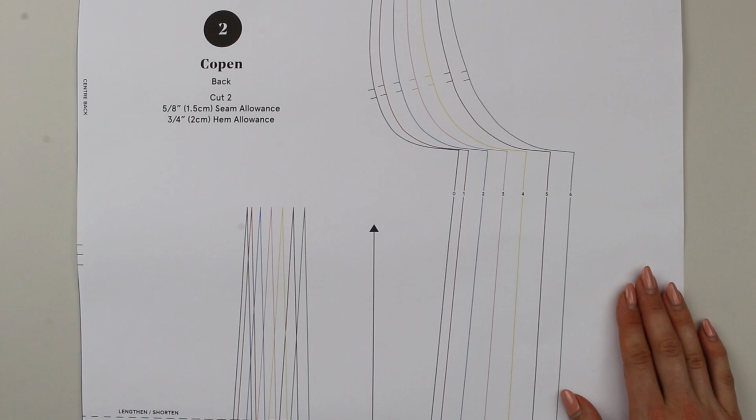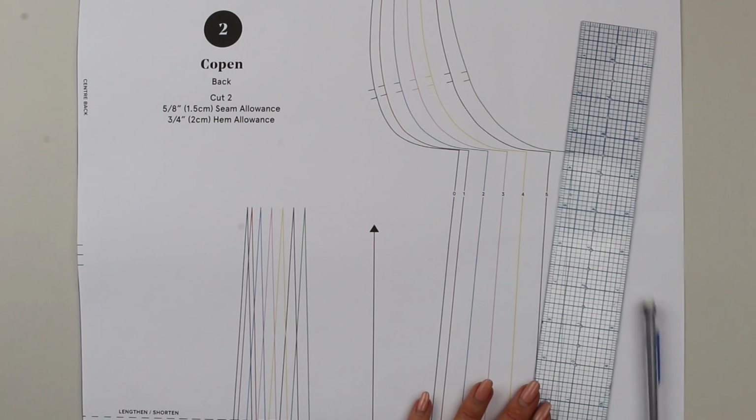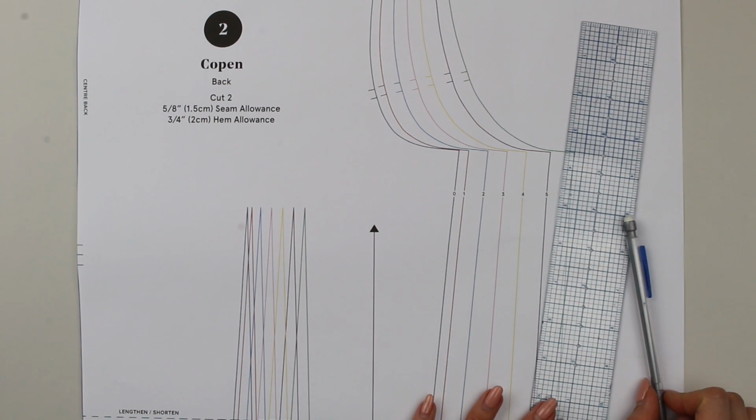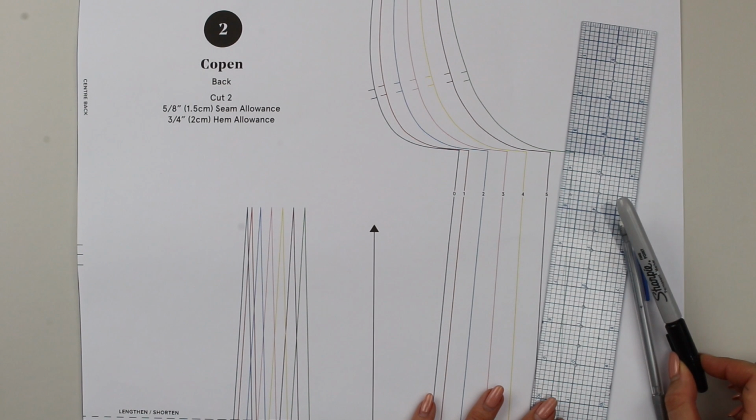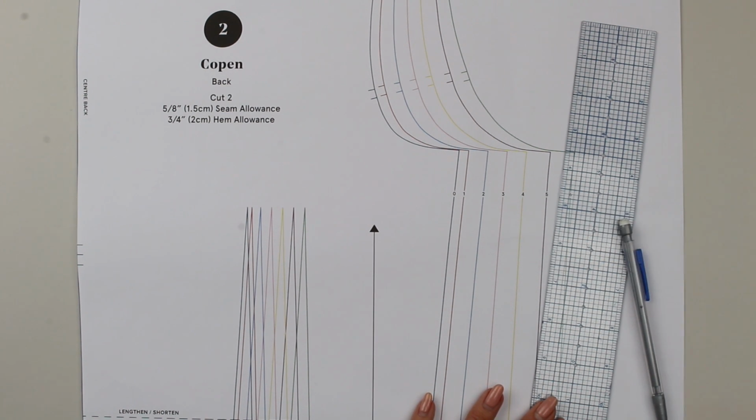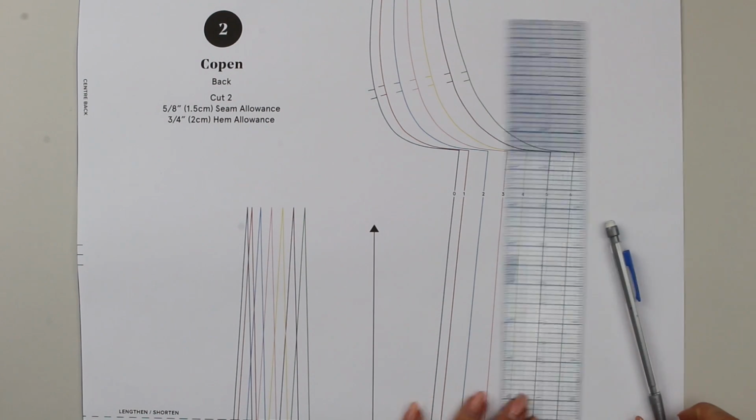You also might find that you want to check out your finished garment measurements to see if you're happy with the finished garment measurements and the amount of ease added in the pattern. Now you're going to need a ruler and a sharp pencil to continue. I'm going to be drawing some of my lines in with a Sharpie just so that it's clear for you to see on camera, but you're always going to want to work with a nice sharp pencil.